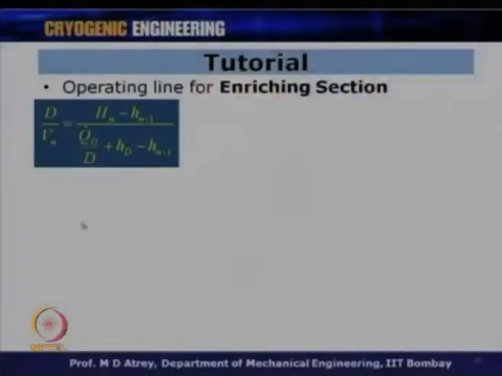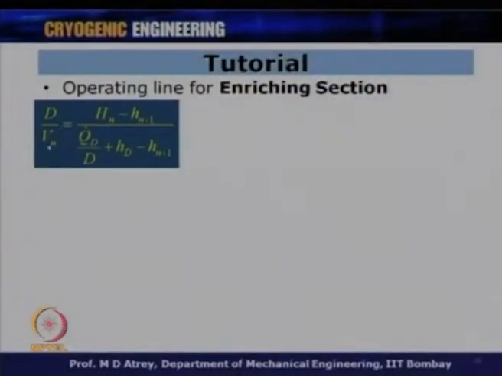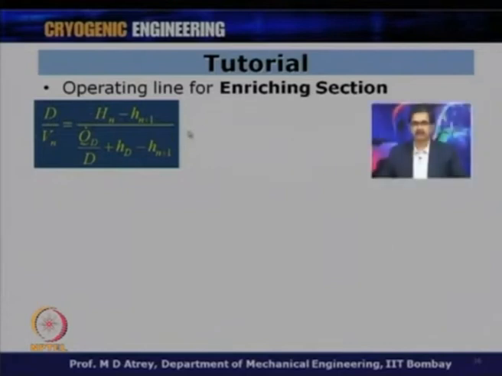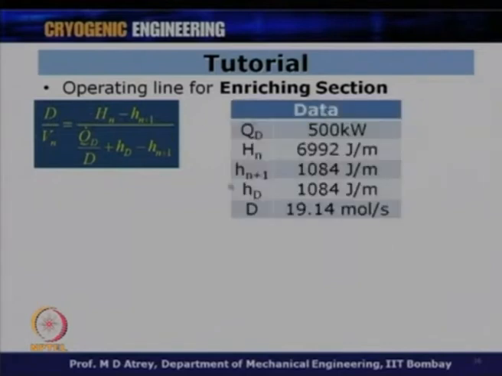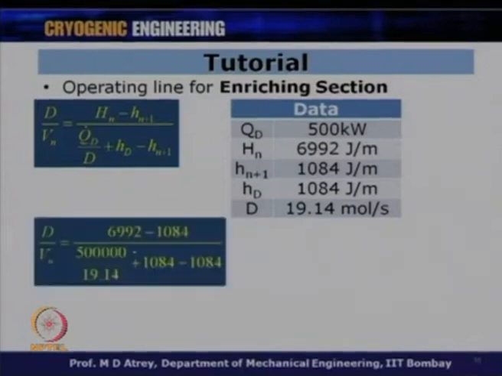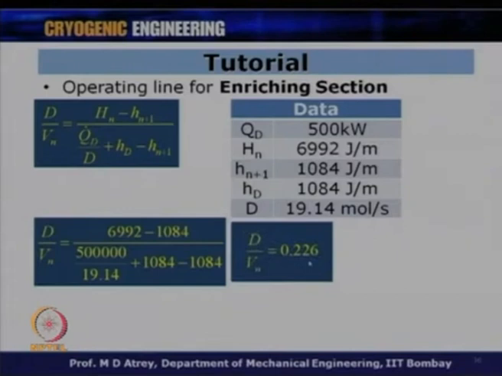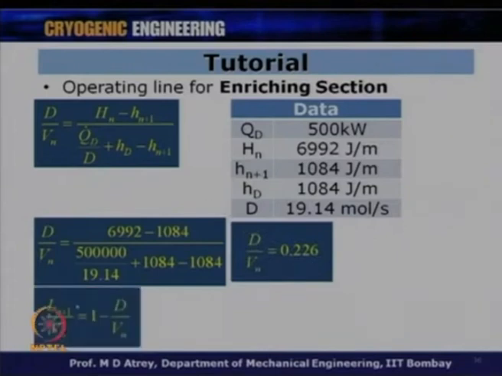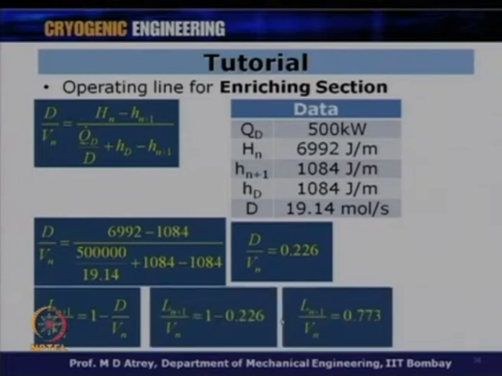For calculating the operating line equation, I should know D by V. D by V is given by this equation, because D by V would give me L by V. They are related, D by V is related to L by V. So, these are the different values we have just calculated. Putting those values over here, I get D by V equal to 0.226. Once I get D by V, I know L by V, or Ln plus 1 by Vn is equal to 1 minus D by Vn, and therefore, Ln plus 1 by Vn is 0.773. Now, this is nothing but the slope of the operating line for the enriching section. So, L by V is known for the enriching section as 0.773.